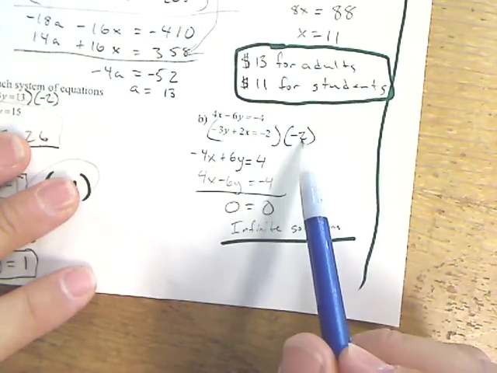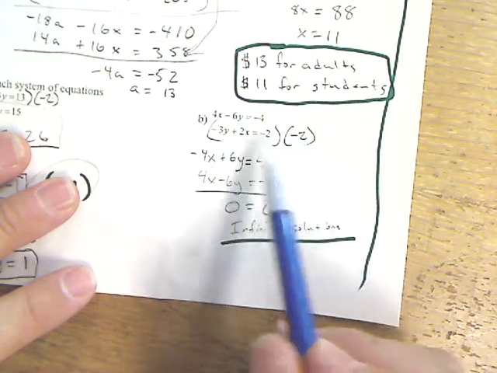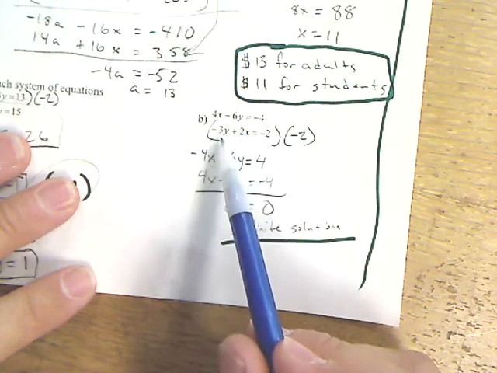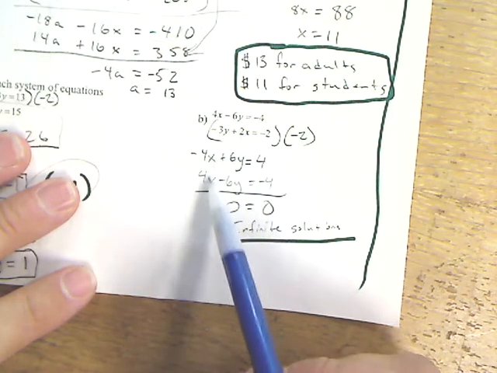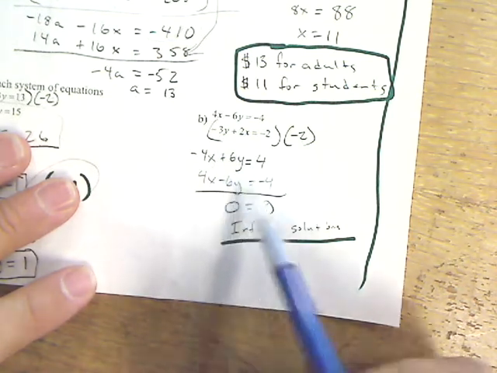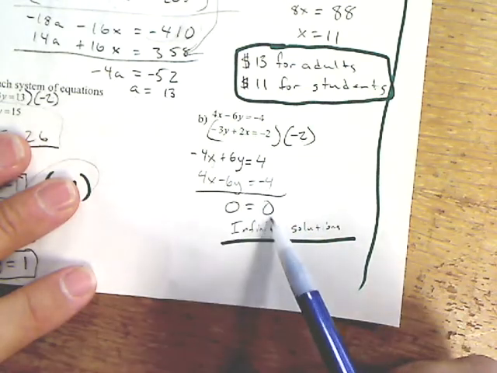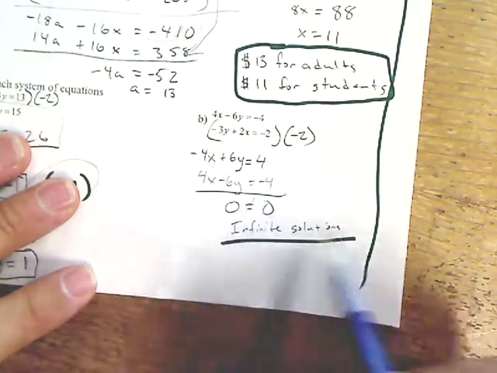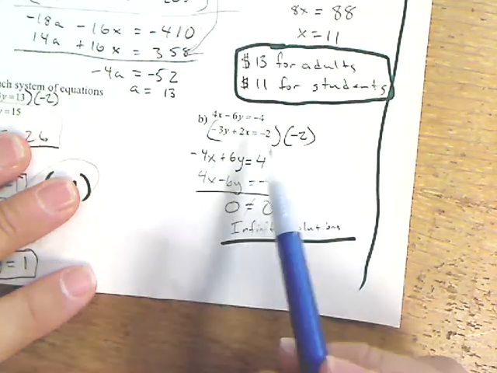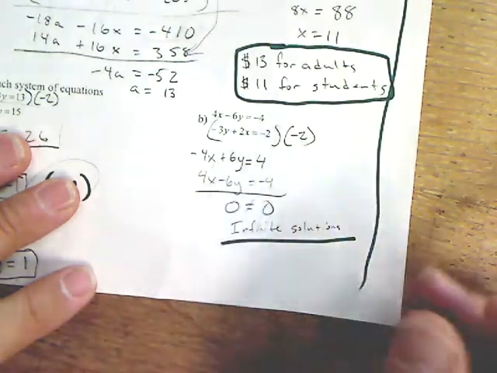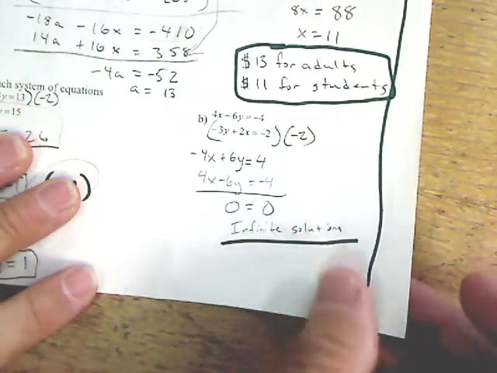When I multiplied this equation by a -2, so I could cancel out my x's, my y's also canceled out, and so did the numbers. So I got 0 equals 0, which is a true statement. So there's infinitely many solutions since these are the same line. They lie on top of each other.